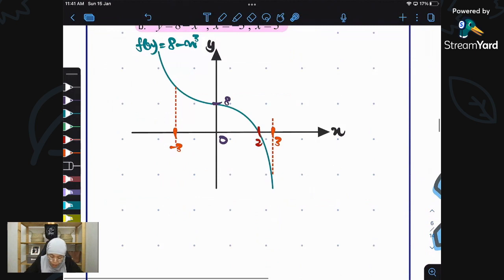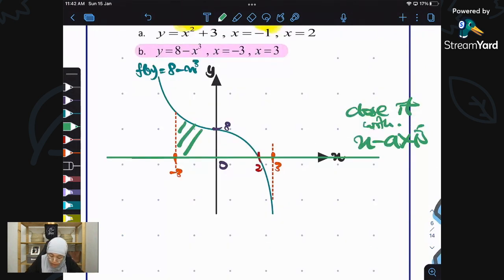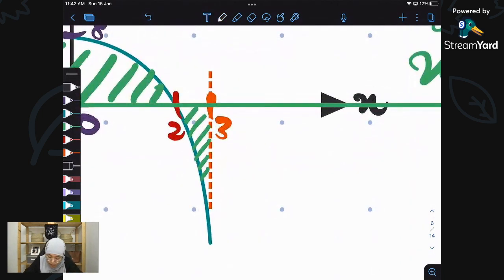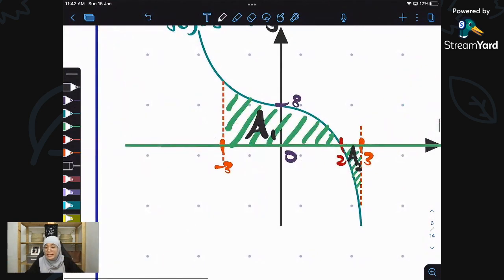Okay, so here we go. I use a different color, green color, to show you that I must close it with the x-axis, and then I saw that, oh, this is the region that I want. So I shade the region. And then I must call this region A1. Another region, I call it A2. Okay, A1 and A2. I call it different names, A1 and A2. Why? I will explain in a while.